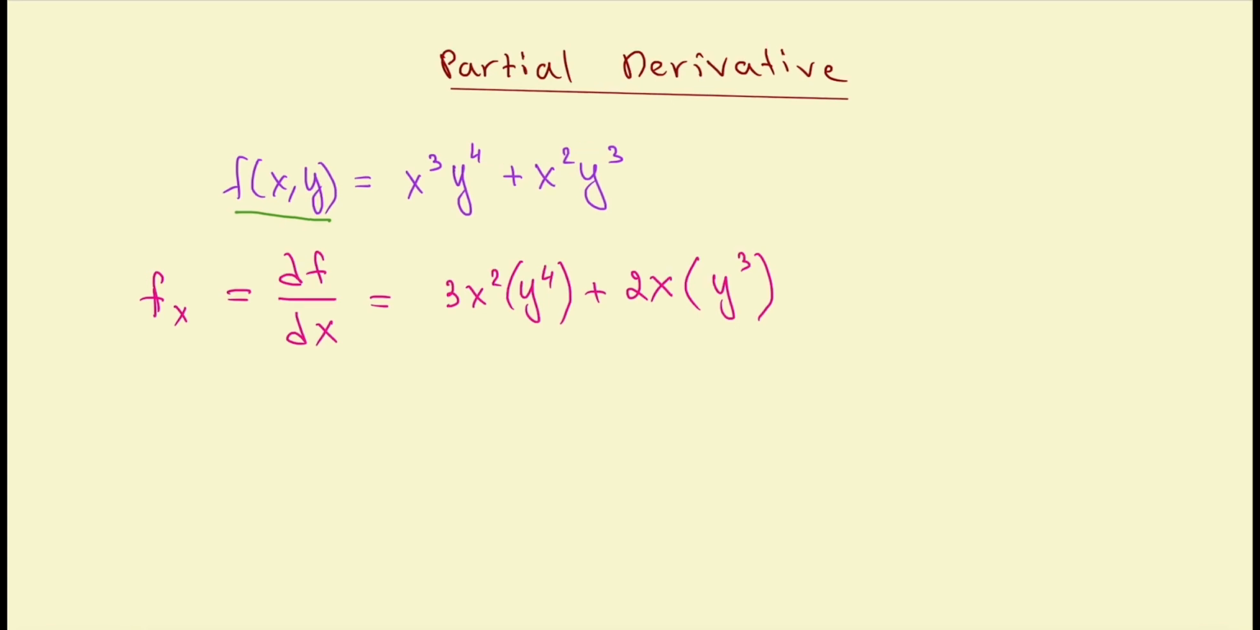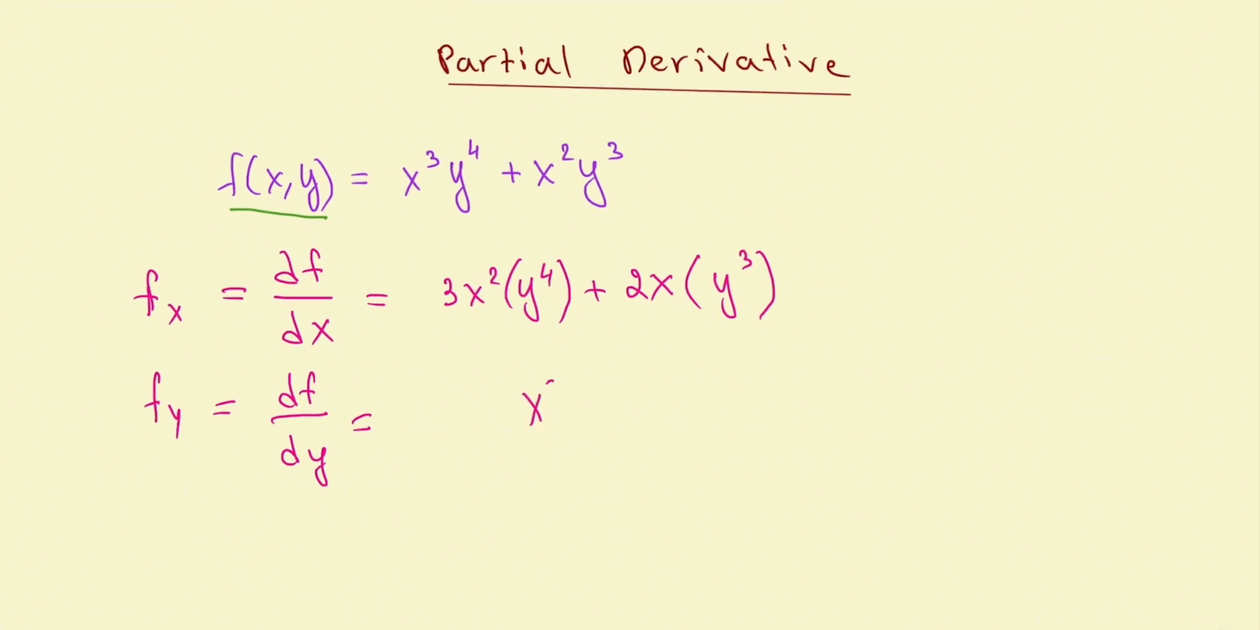Now let's try to find f of y. This would also equal the derivative of the function with respect to y. In this case, we're going to keep the x values as constant. So we're going to have x cubed as the constant. And now we're deriving y to the fourth power, which is going to be 4 times y cubed using the chain rule, plus x squared is going to be a constant. And we're going to have the derivative of y cubed to be 3 times y squared.